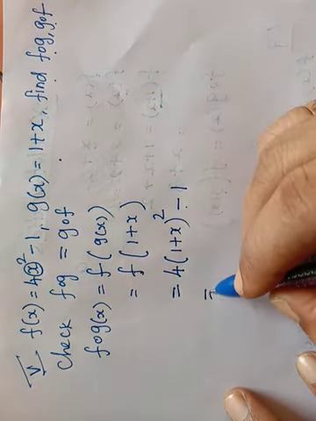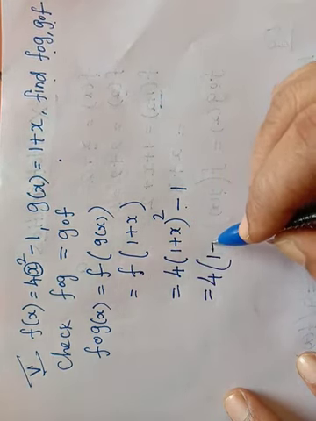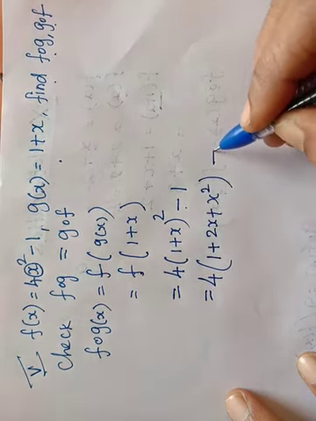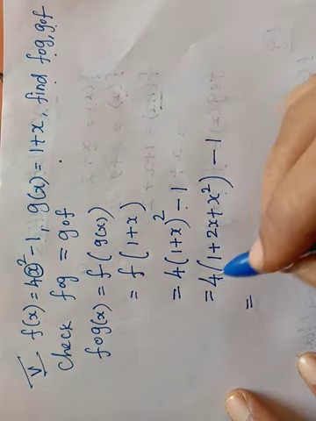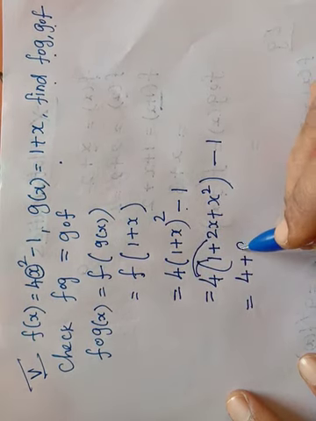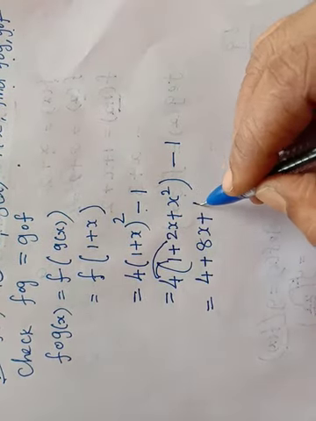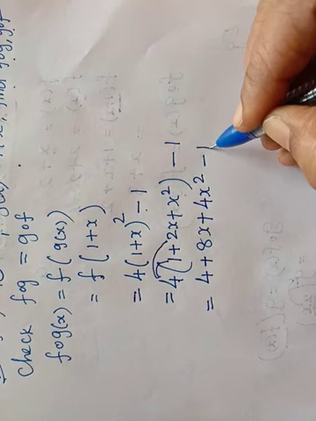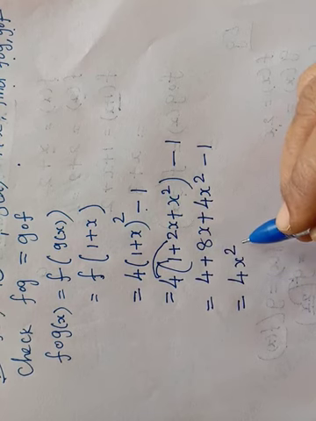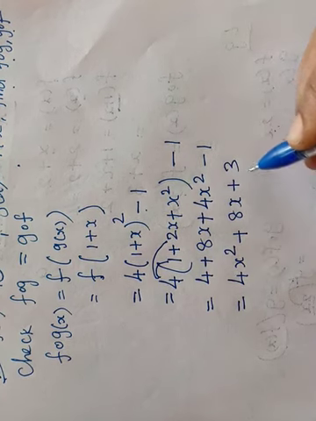Again (a plus b) the whole squared: 4 into a squared, 1 plus 2ab, 2x, plus b squared, x squared, minus 1 separate. Now the 4 you want to multiply inside: 4 plus 8x plus 4x squared minus 1, that is equal to 4x squared plus 8x plus 3.